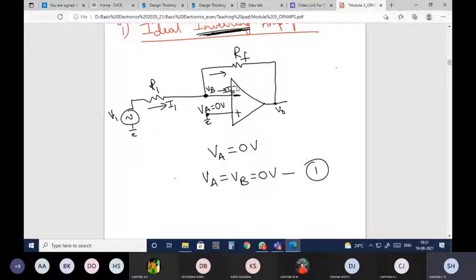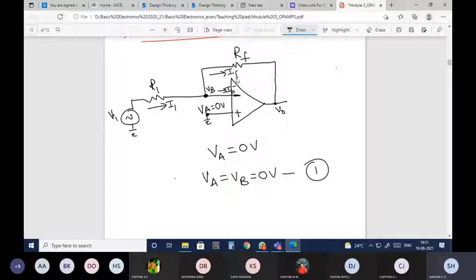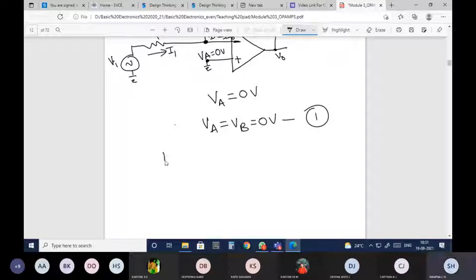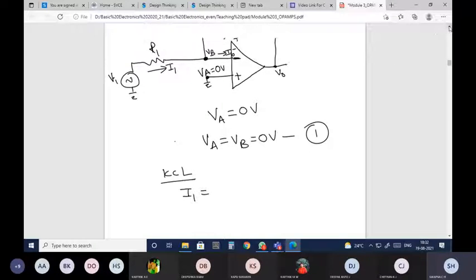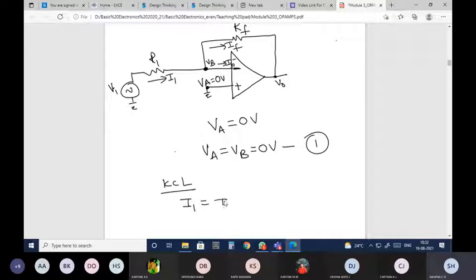This is nothing but IB minus, and this let me name as IF. Okay, and at this node, I will apply KCL. According to Kirchhoff's current law, currents entering is equal to the currents leaving. I1 is the current entering, that will be equal to currents leaving. Currents leaving is nothing but IF is the leaving current and IB minus is also the leaving current.